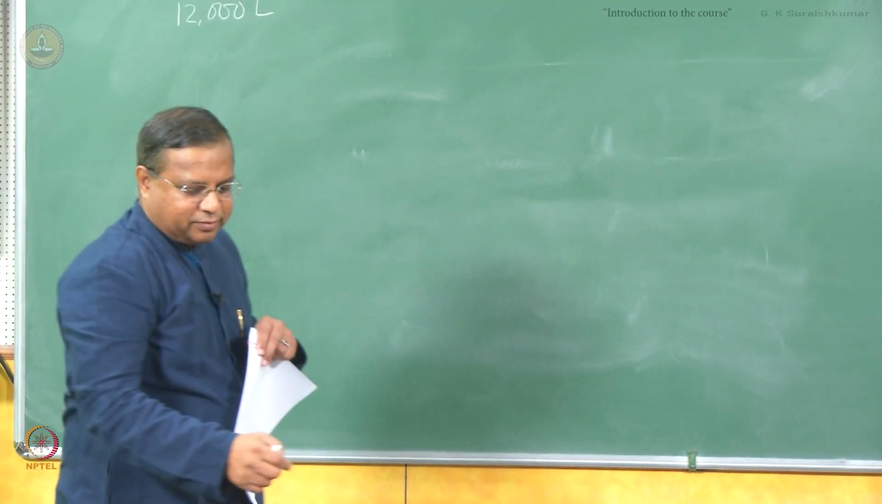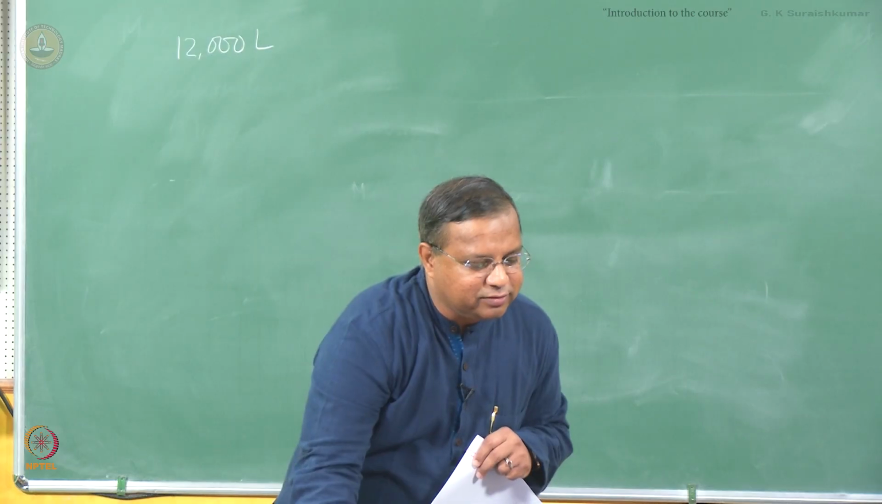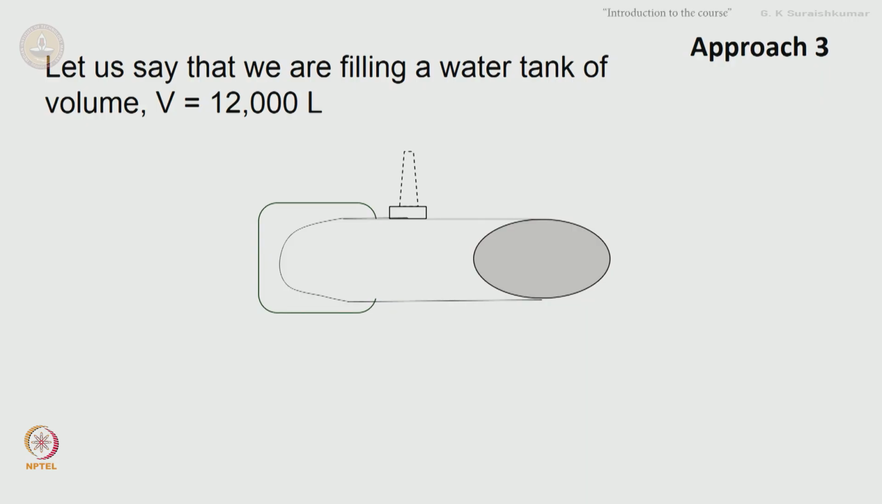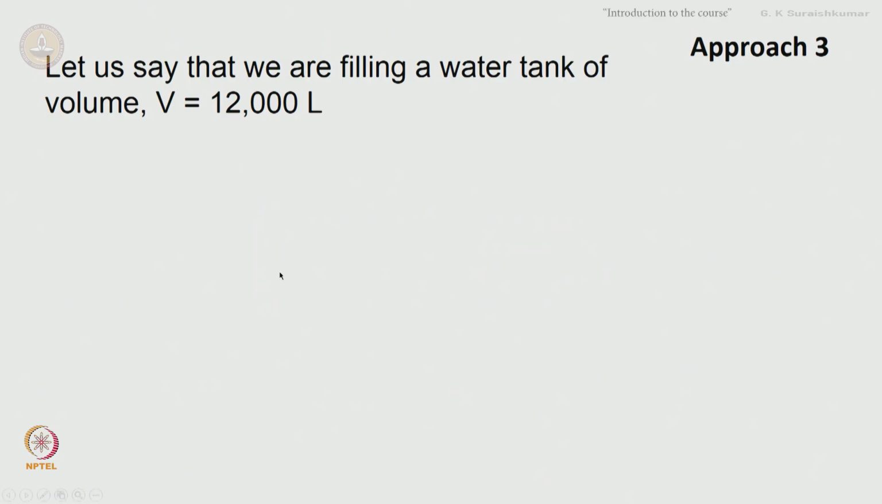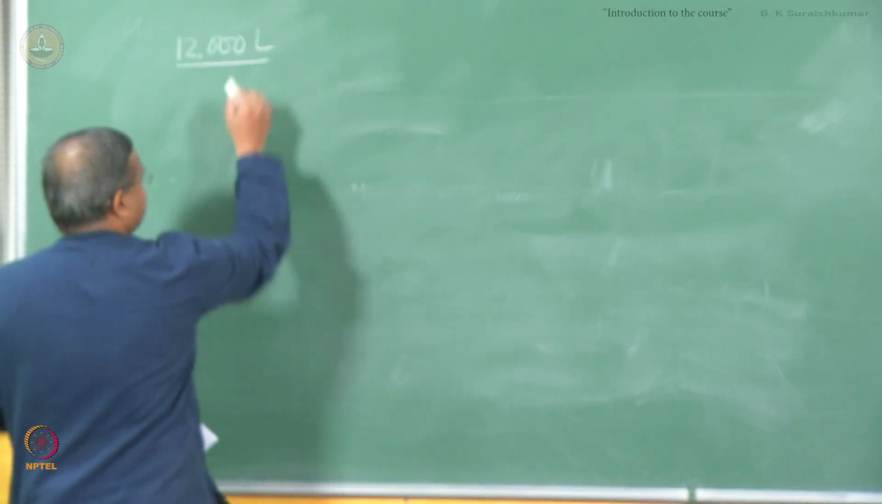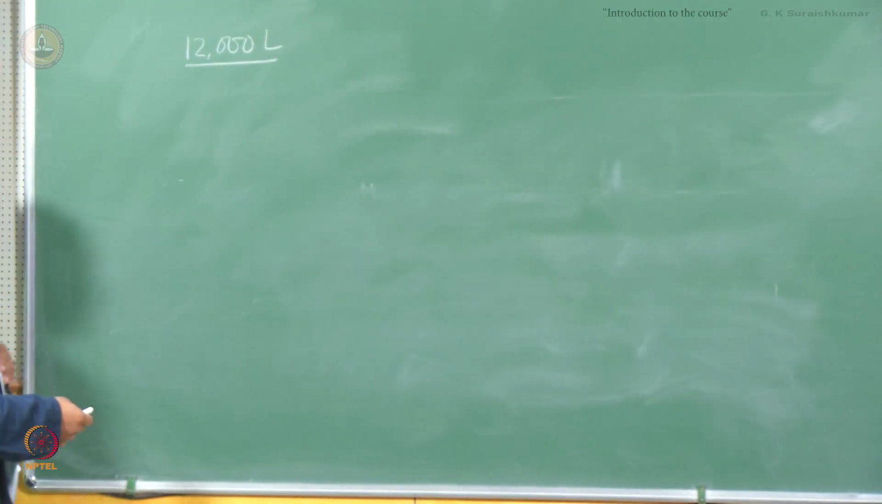I have a figure here, 12,000 liters, and that is a water tanker that I just drew. Let us say that we are filling water in the water tanker here. These go to the filling stations, get filled with water from a source, and then come and distribute it to various communities. The volume is 12,000 liters, and this is water.